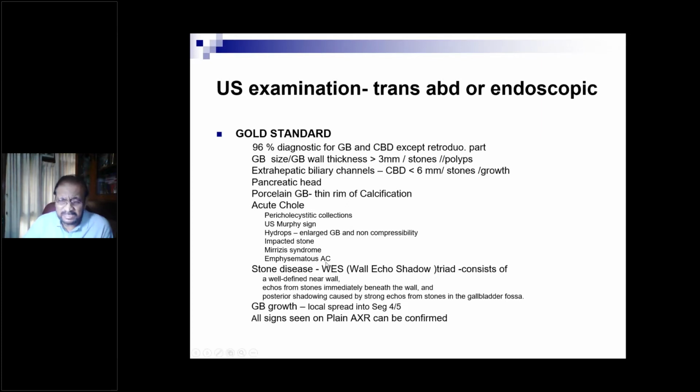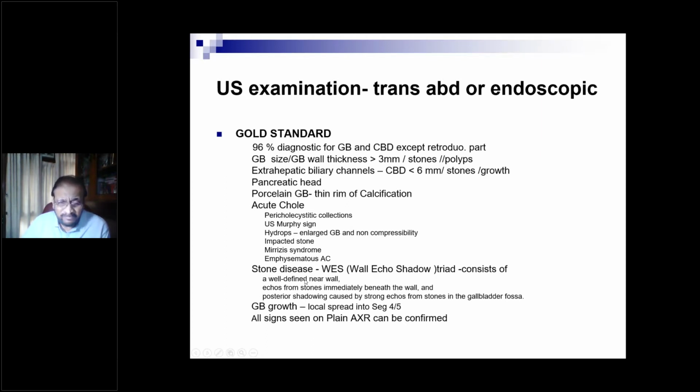Emphysematous acute cholecystitis. You see the champagne sign out here. So these are all signs which suggest that probably the patient has got acute cholecystitis. Correlate with the clinical findings and come to the diagnosis. A stone disease can be diagnosed by what is known as the WES sign or triad: wall, echo, shadow. WES stands for wall, echo, shadow triad. And that is the typical feature of a stone inside the gallbladder.